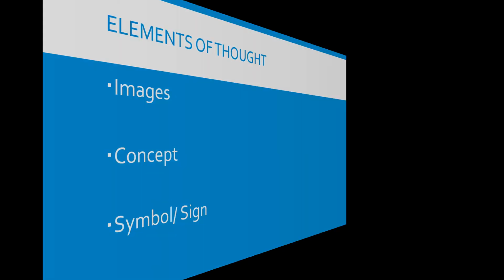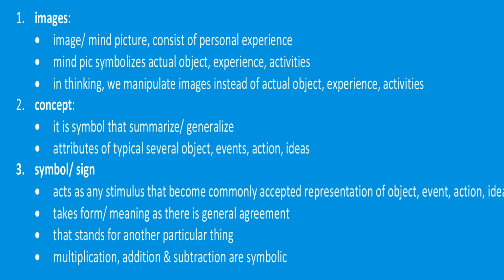Now we have the elements of thoughts: images, concepts, and symbols. So images are mind pictures, consisting of personal experience. A mind picture symbolizes the actual object, experience, and activities. In thinking, we manipulate images instead of the actual object, experience, and activities.